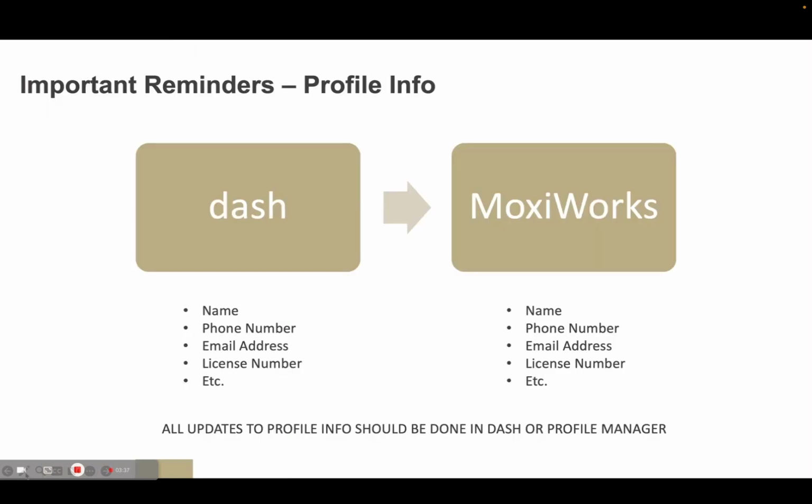Here's a quick note about how your profile information is populated in MoxiWorks. Your profile information, including your name, phone number, license information, etc., comes from what has been entered into Dash. Your profile information is used for things like your email signature, your listings, and even on your website. Any updates to your profile information must be completed by your local Dash administrator.